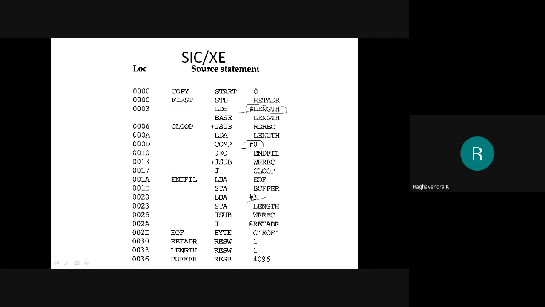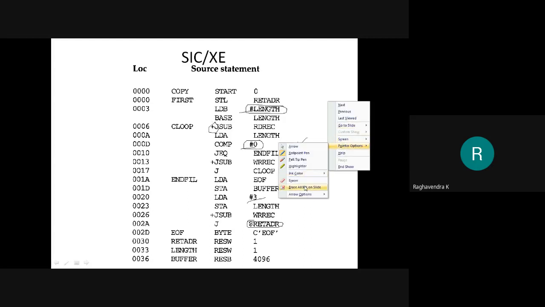Then if you look into this particular instruction, we have the at symbol. At symbol means we are using indirect addressing mode. Okay, so if there is any instruction that contains comma X, in that case we are using indexed addressing mode. Okay, and of course when you use plus, you are using an extended format. So by looking at the instruction itself, sometimes you will be able to know what type of instruction it is and what addressing mode it is actually using.